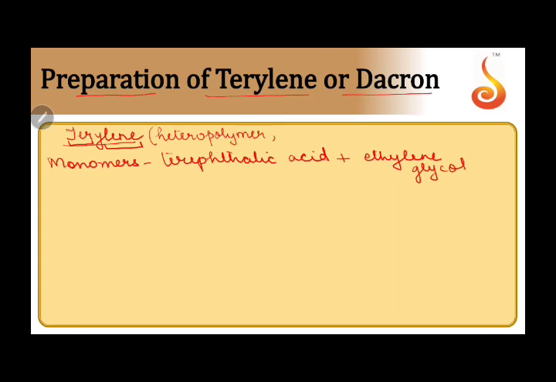As in the monomers, there are functional groups. This is an acidic group, must be containing COOH group, and this is alcohol, must be containing OH. Therefore, condensation reaction occurs between them, and therefore terylene is also a condensation polymer.